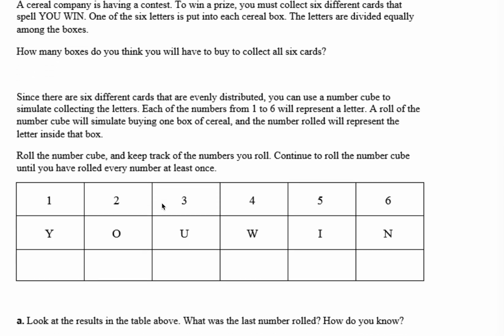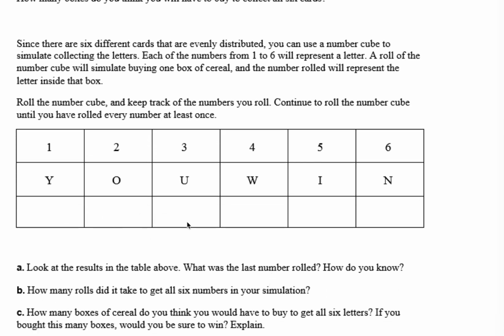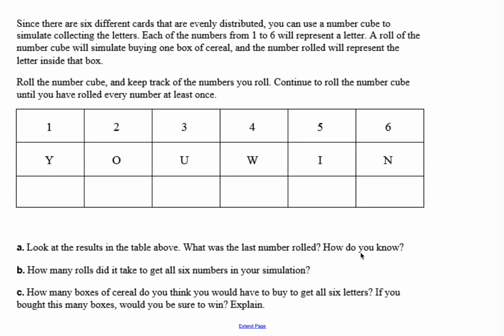You're going to go ahead and roll in just a minute, and you're going to put tally marks to record how many you got for each one. And then you can write, or you can type in your answers for how many you got for each one. Once you have at least one in each thing, then you can stop and answer the questions at the bottom. So you'll answer, what was your last number rolled? How did you know? How many rolls did it take to get all 6 numbers in your simulation? And how many boxes of cereal do you think you would have to buy to get all 6 letters? If you bought this many boxes, would you be sure to win? And explain. So go ahead and pause the video and try the simulation.